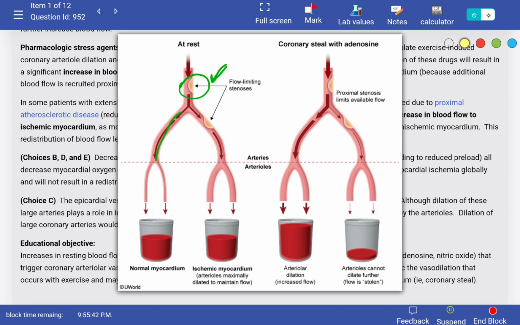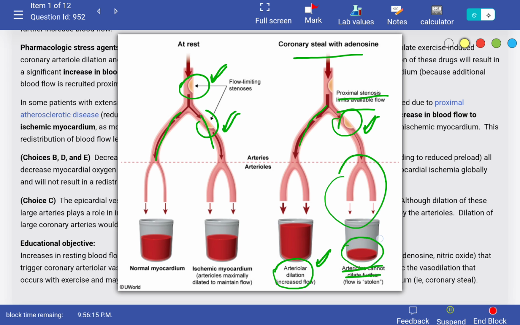Just like the same as above, but over here the proximal stenosis is there. So this is the rest condition. Over here again, these vessels are dilated maximally. Now with adenosine, what will happen if there is proximal stenosis that will limit available blood flow? On this side, which is non-ischemic, there will be increased blood flow, but on this side where there is stenosis, the arterioles cannot dilate further, so the flow would be stolen from here, so less blood flow to this side, and over here to the non-ischemic area the blood flow will be increased.